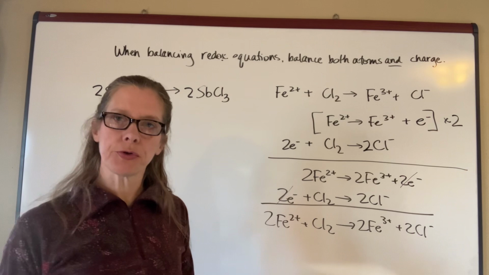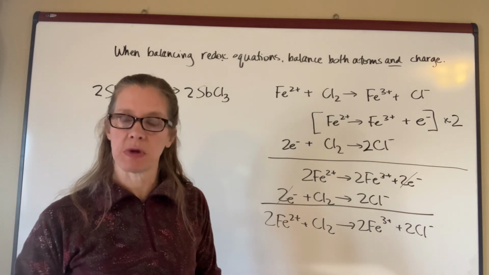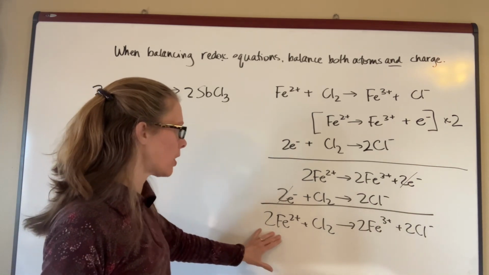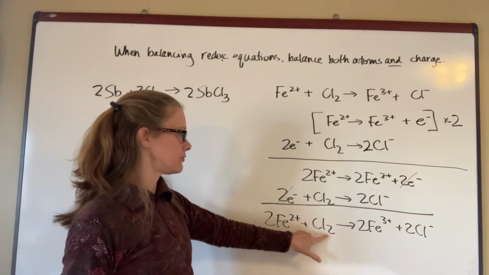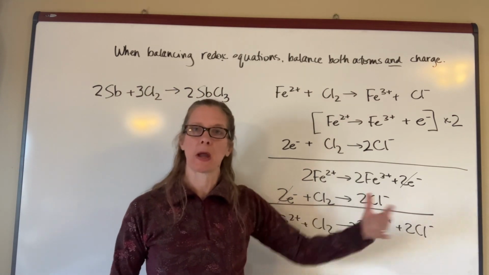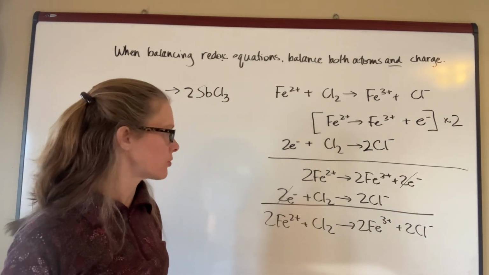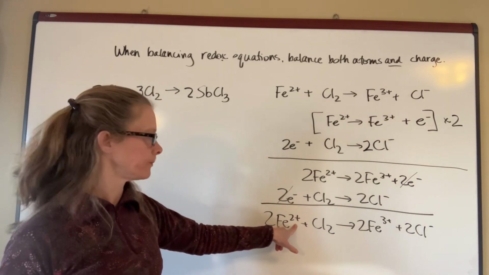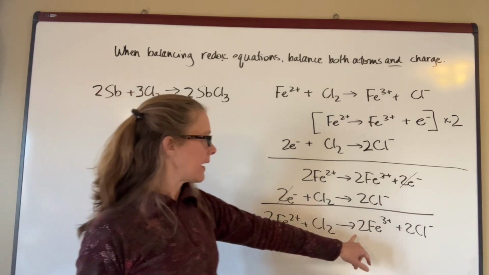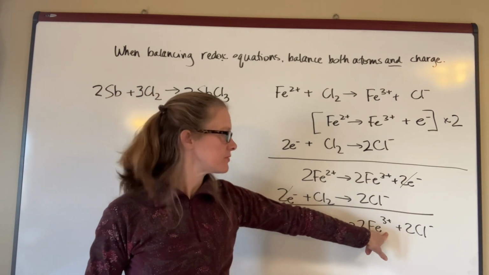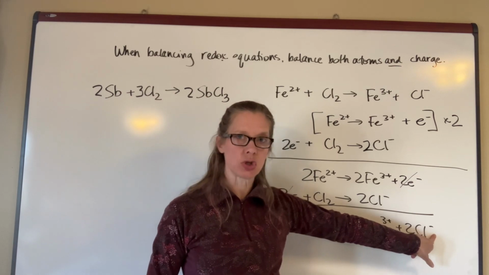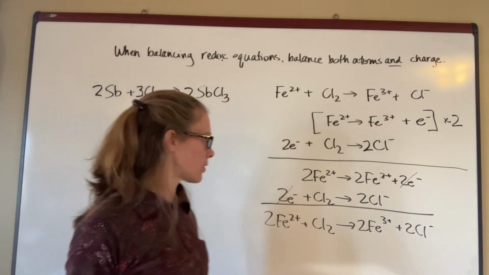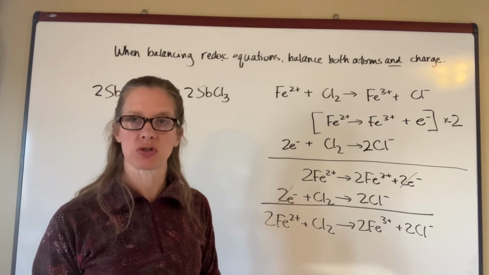So when you go through and make sure that your equation is balanced, again, make sure that you check both for atoms and for the charge. For my atoms, I have 2 irons here and 2 irons here. I have 2 chlorines here and 2 chlorines here. So my atoms are balanced. Then I need to check according to charge. I have 2 times a positive 2, which is a positive 4, so positive 4 on this side. I have 2 times a positive 3, which is positive 6, plus a negative 2 from this. And so positive 6 plus negative 2 gives me a positive 4 on this side. So I'm balanced according to charge as well.